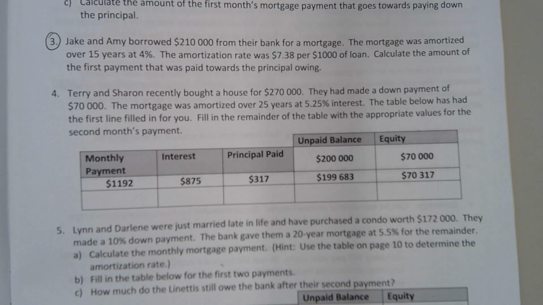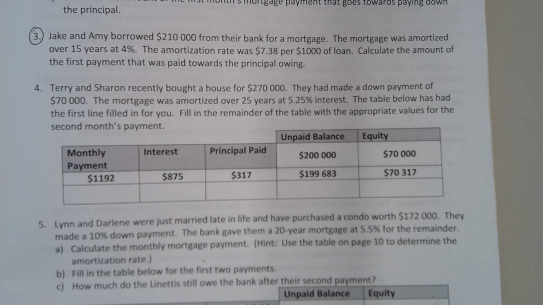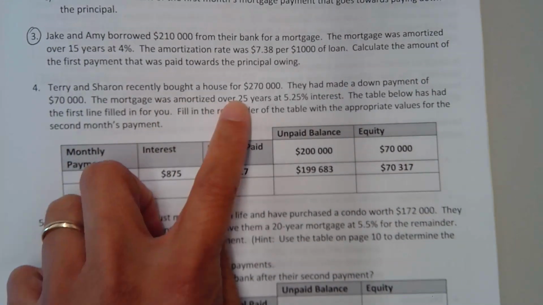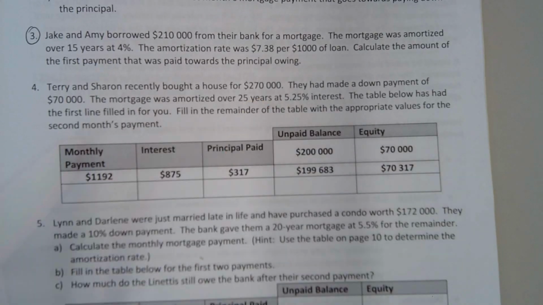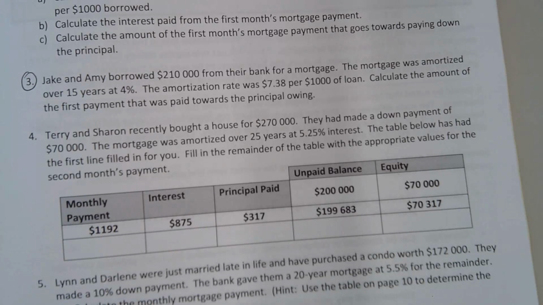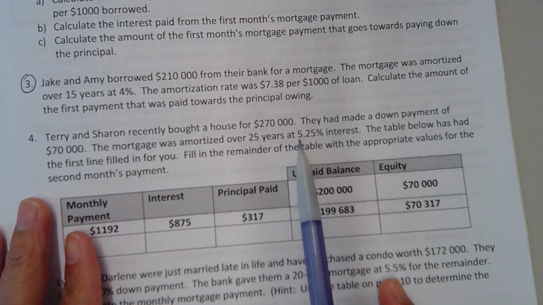Okay, so I think what we'll do is we'll go over this question number 4 together. Quite a bit of stuff is figured out in here, which is kind of nice, right? Let's read the question first. Terry and Sharon recently bought a house for $270,000. They made a down payment of $70,000. The mortgage was amortized for 25 years at a 5.25 interest rate.